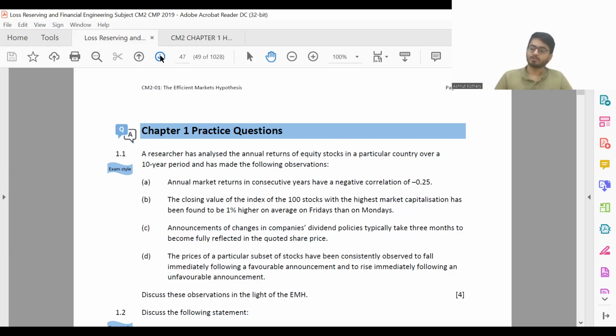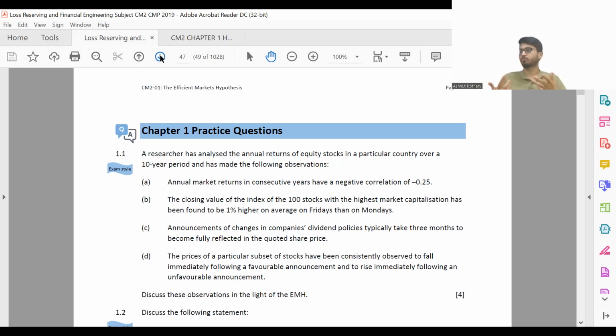Annual market returns in consecutive years have negative correlation. What does this imply? Efficiency पे क्या है, तो क्या है या नहीं है, क्या पता चलता है? Negative correlation मतलब 1 year if you have positive, next year negative. So इससे can you infer something? If last year I had positive, then this year there is a chance of getting negative. So using past history, I can what? Predict the future. So this is what saying that market is not even weak form efficient.